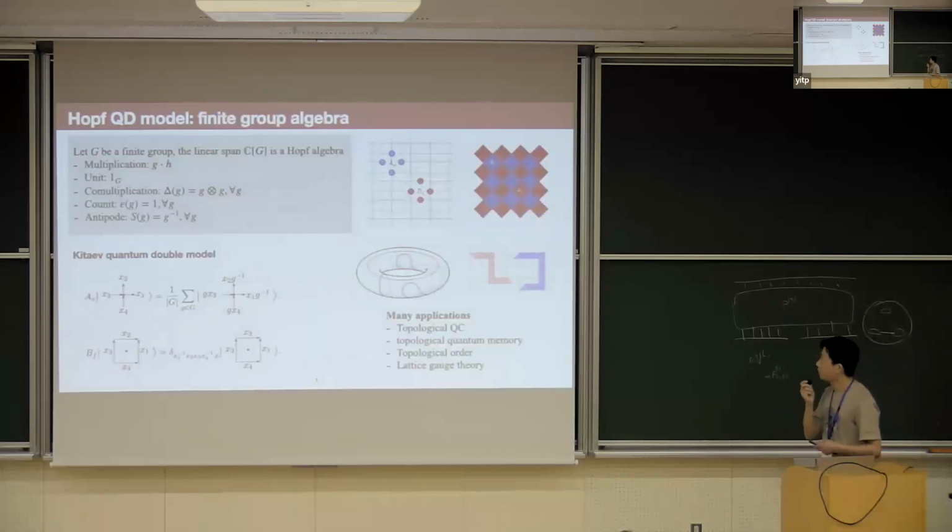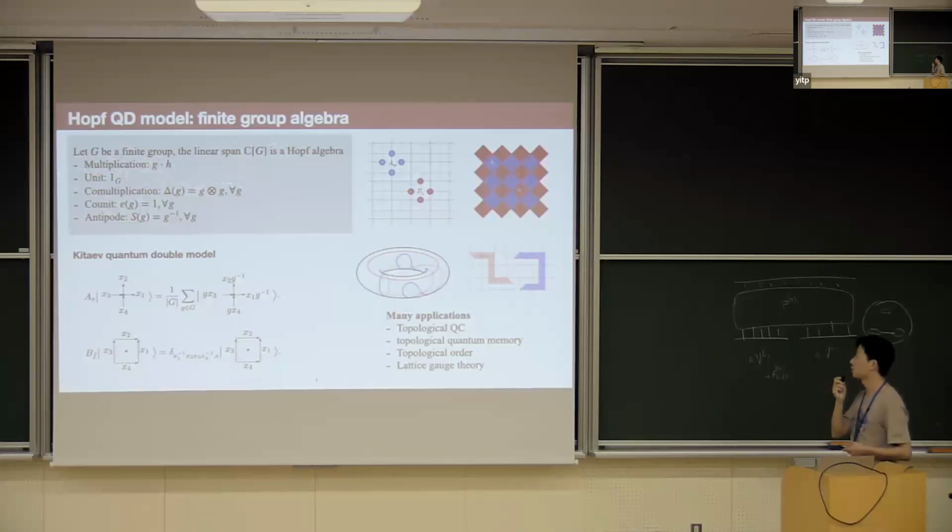Before I start, let me first recall some basic definitions of the quantum double model for the finite group. For the finite group, if we consider the linear span of this finite group, it's a Hopf algebra, and the multiplication, if we consider the basis, is just the group multiplication, and the unit is just the group unit. The co-multiplication is very special. It's just two copies of the group element for the basis, and we take the linear span of this form. For the co-unit, it maps every basis element to 1, the complex number 1. And the antipode just takes the inverse.